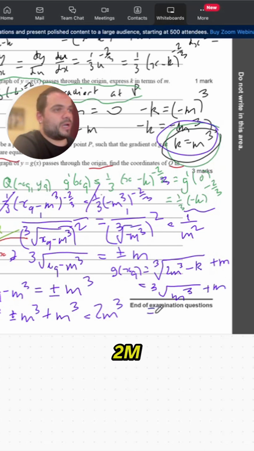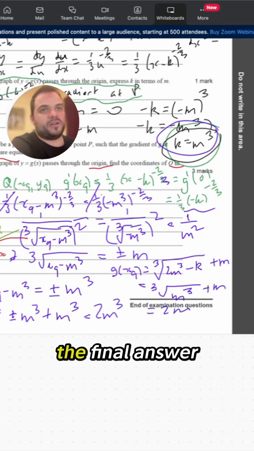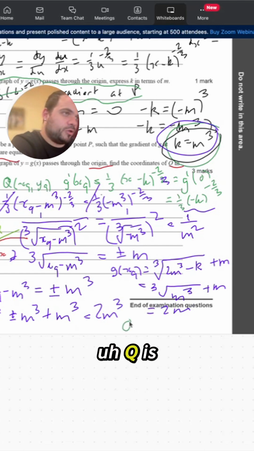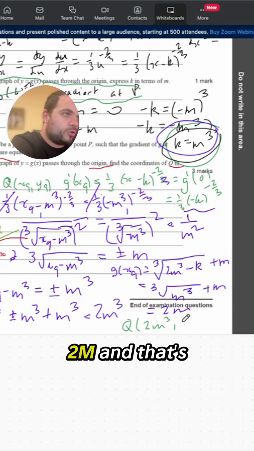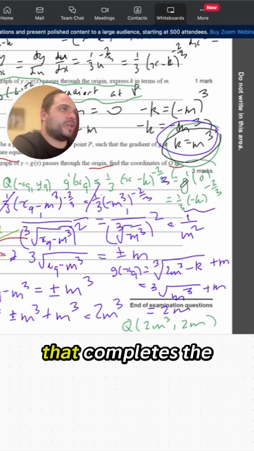So this is 2m. So just writing the final answer in green, Q is (2m cubed, 2m). And that's the answer to part D, and that completes the exam.